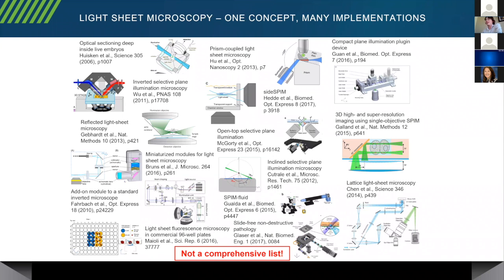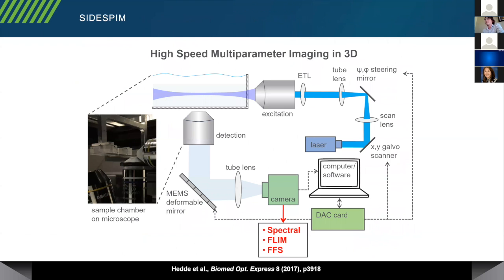Here, I'm not asking you to read all the details. I'm just flashing a slide of all the methods that have been developed recently. And this is not a comprehensive list. So if you are using light sheet microscopy and your publication is not on there, my apologies. This slide is just intended to show that it really is taking off in the field right now.